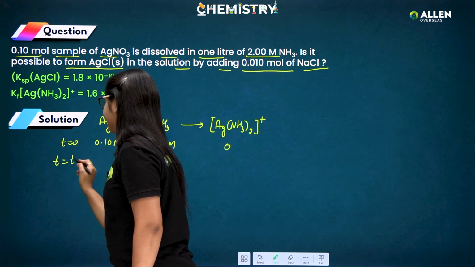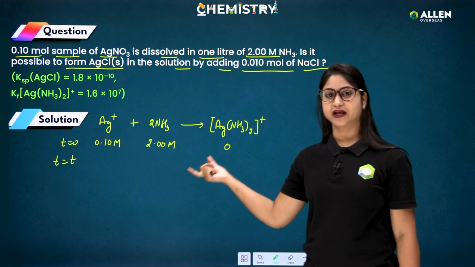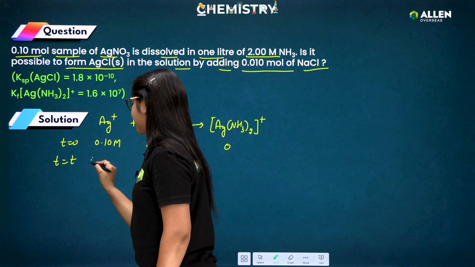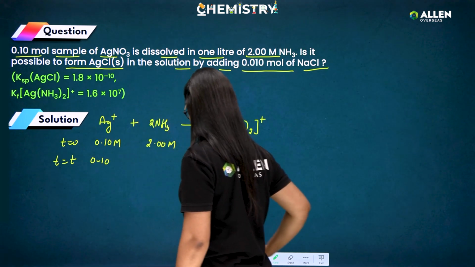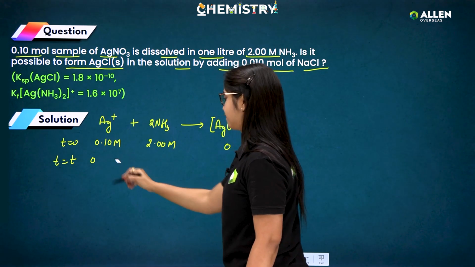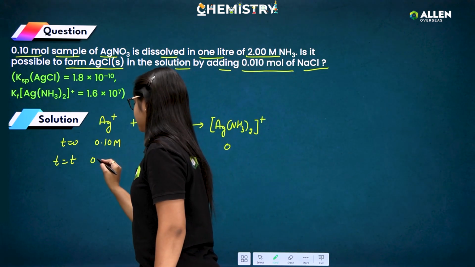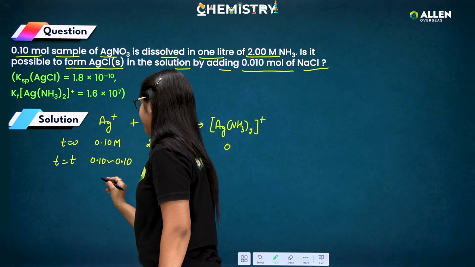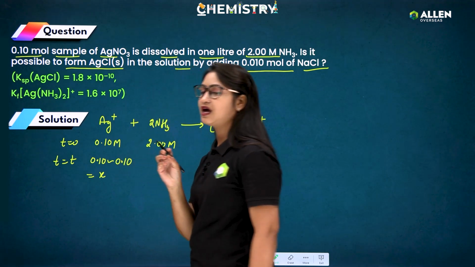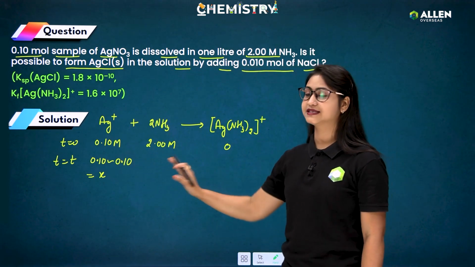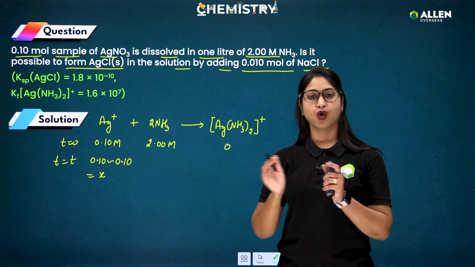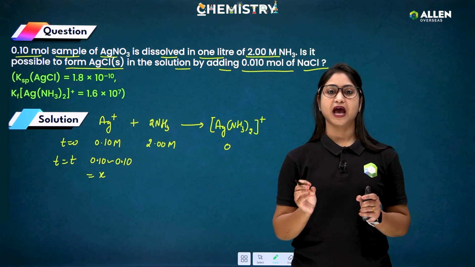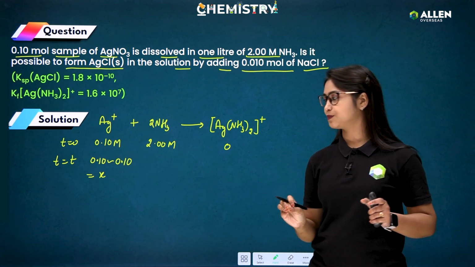After some time, we know the silver ions will react with ammonia and form the complex. So if we assume that almost all the silver ions have reacted with ammonia, so approximately 0.10 have reacted, suppose a very small amount X of silver ions is left. We are assuming that almost all the silver ions have complexed with ammonia and only a very small amount X is left, right?